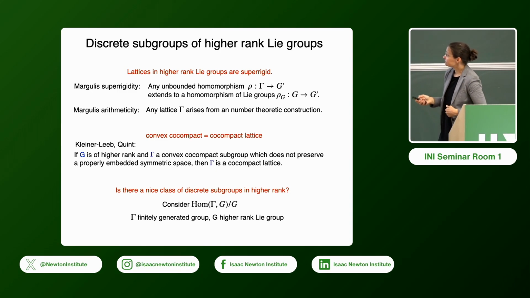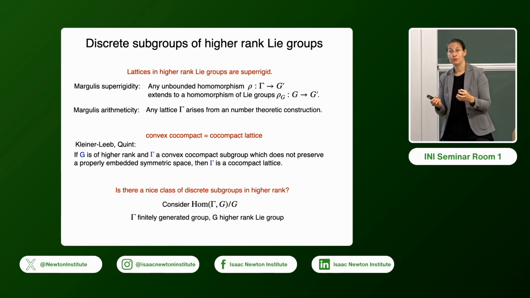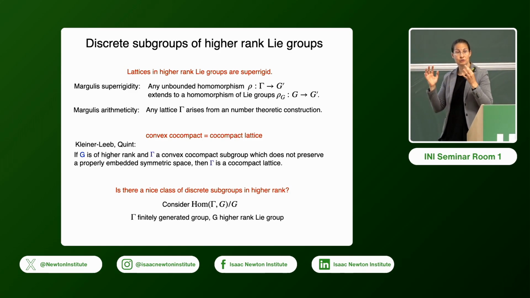There's work of Kleiner–Leeb and Quint, who proved independently that if you are in a higher rank symmetric space and you look for convex co-compact subgroups, so subgroups which preserve a closed convex set and act co-compactly on it, then if you restrict to Zariski dense subgroups, the only thing you can get is lattices. And if you don't restrict to Zariski dense ones, the only thing you can get is products of rank 1 examples, but you don't get anything new in higher rank. So convex co-compactness is the same as being a co-compact lattice, so it's not an interesting notion in a sense. It doesn't give us more.